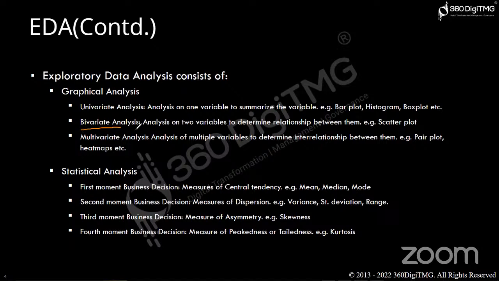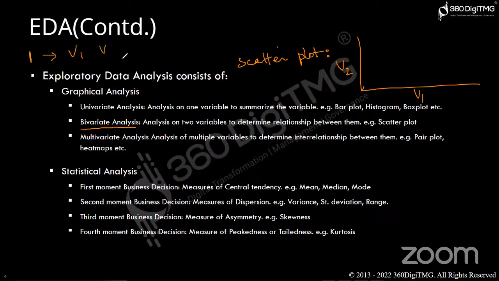Now next we have bivariate analysis. Bivariate means two variable analysis. Here we will have two variables. This is generally represented by a scatter plot. In a scatter plot, what happens? We have two variables, v1 and v2, suppose. For the first record, the value of v1 and value of v2 will be plotted. Suppose this is the point. Similarly, this is the point, this is the point. Like this, points will be plotted.